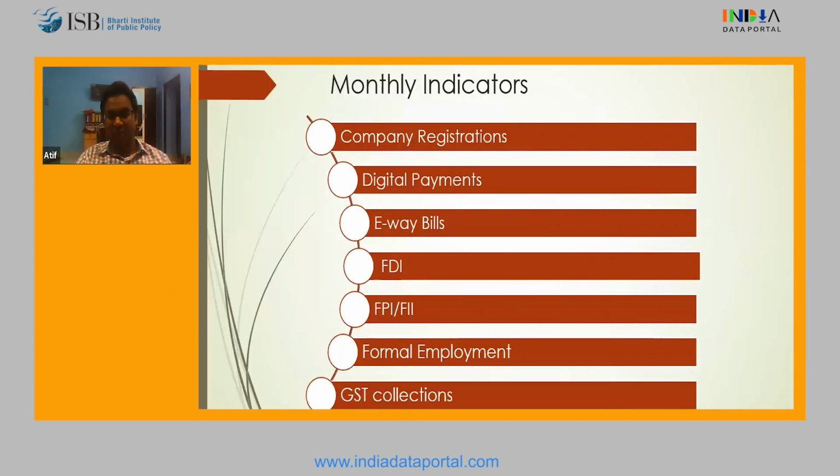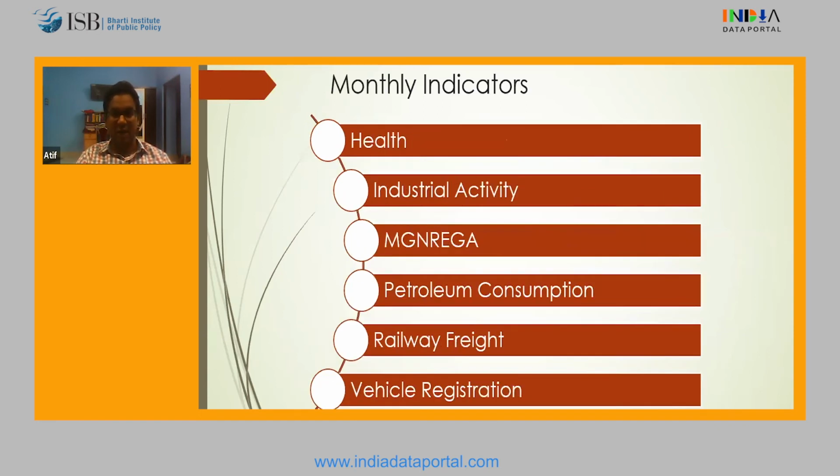So now, going forward, we have data on formal employment. These are basically new subscribers in EPFO, ESI, and NPS. EPFO is the Employees' Provident Fund, ESI is Employees' State Insurance, and NPS is the National Pension Scheme. So this is basically a proxy of the number of new people that are getting employed and getting added into these organizations. And of course, we have data on GST collections, which is basically CGST, SGST, and IGST, and also we have data for cess. Other indicators that we have under monthly are the health data, which contains data on the number of inpatients and outpatients across all hospitals in the health management information system. We have data on industrial activity, which is basically the index of industrial production. And then we again have data of MGNREGA, which has been aggregated at a monthly level.